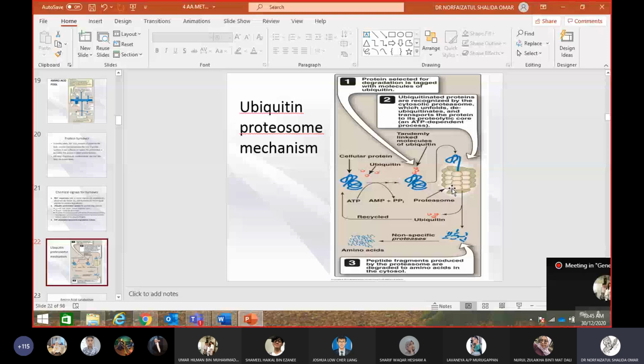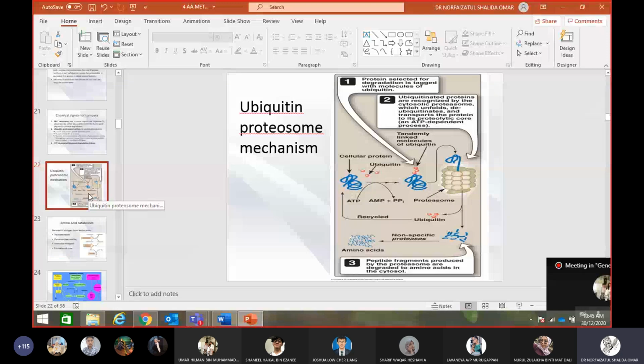Okay, so this will happen. In the ubiquitin proteasome mechanism, the ubiquitin will bind to the protein, and then the proteasome will lyse or degrade it into smaller amino acids. So in the end the body will produce these smaller amino acid fragments. These are the ones that will contribute towards the amino acid pool. Okay, so I think that's all. Those are the things.